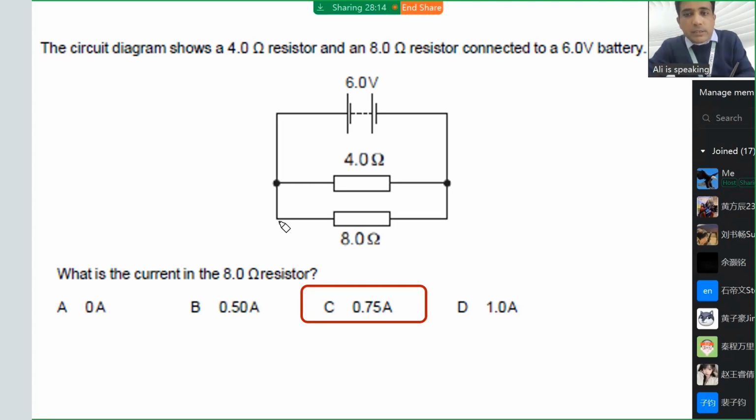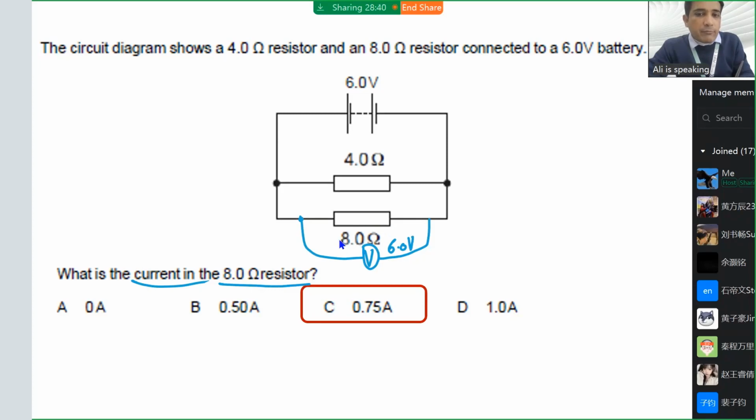Now in this case, we need to find the current passing through the 8 ohm resistor. So if we connect a voltmeter across this one, this is the first thing you need to understand. Imagine that we connect a voltmeter at this point. What will be the reading on this one? You can see that as this is connected in parallel with this cell, the reading on this one also has to be equal to 6.0 volts.